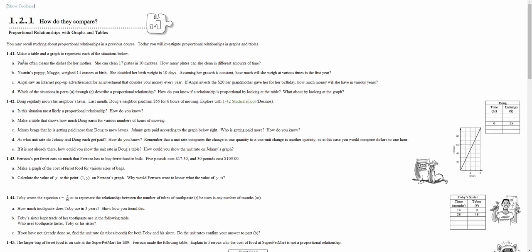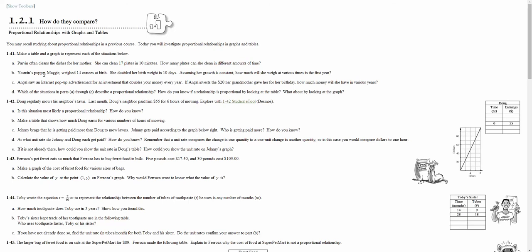Yasmin's puppy, on the other hand, Yasmin's puppy Maggie weighed 14 ounces at birth. You're going to start from birth, and you're going to go for however many days you want. The puppy weighed 14 ounces at birth. The puppy didn't weigh 0 ounces at birth. So when the puppy is 0 days old, it weighs 14. That is not proportional. Okay? It's linear, but it's not proportional.